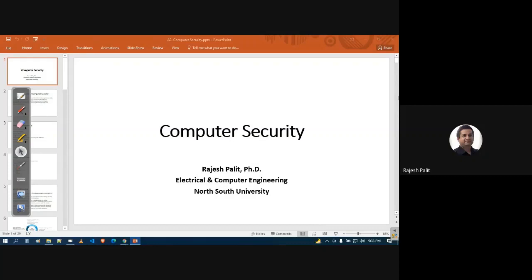Now we will focus on only computer security, not the network security. So, computer security.